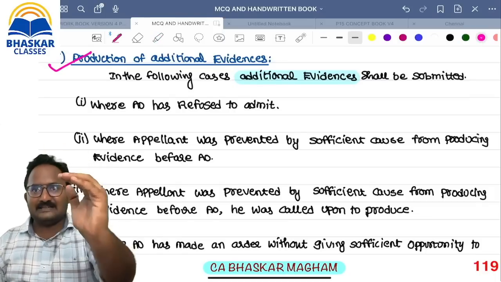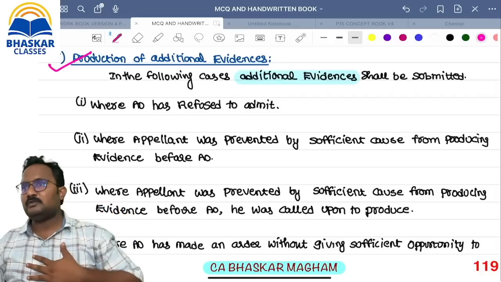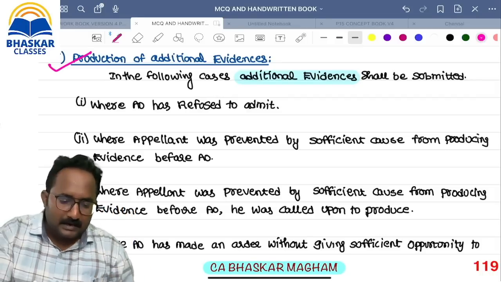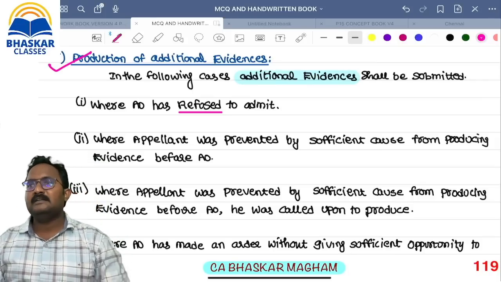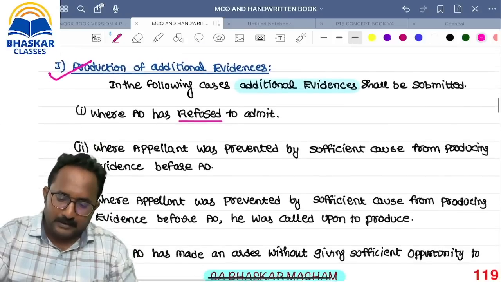Initially, during the assessment conducted by the assessing officer, I wanted to submit some deduction related proof. But they refused, sir. Now I have a chance to submit in front of whom? JCIT as well as CIT appeals. So this is a simple point.